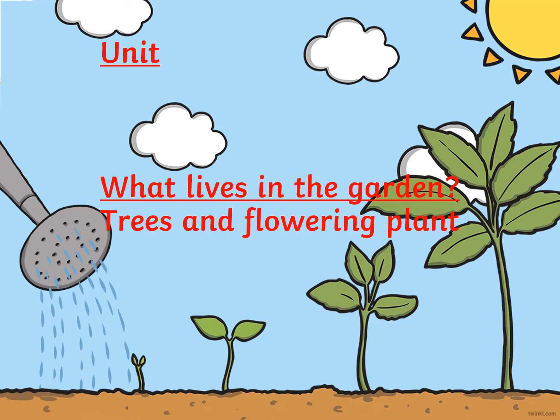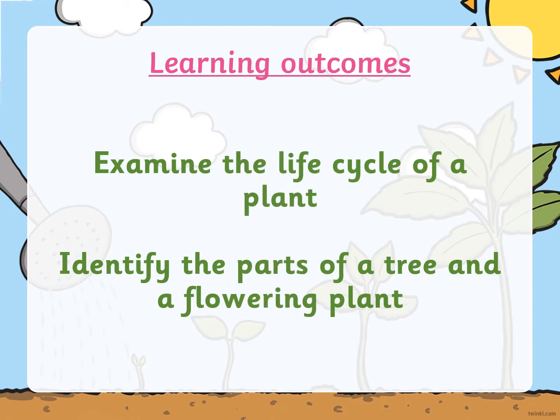Today we are going to talk about what lives in the garden. And here we will talk about trees and flowering plants. So let's start our lesson. In this lesson you will examine the life cycle of a plant and then you will identify the parts of a tree and a flowering plant.